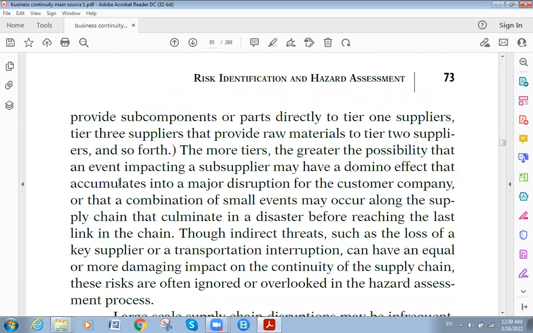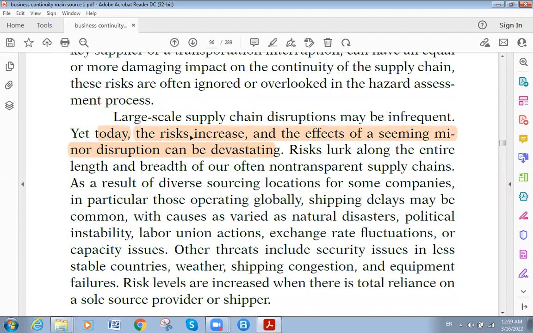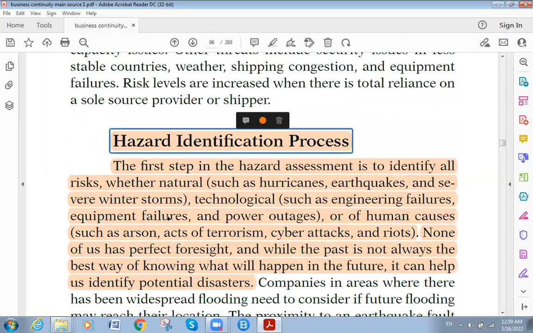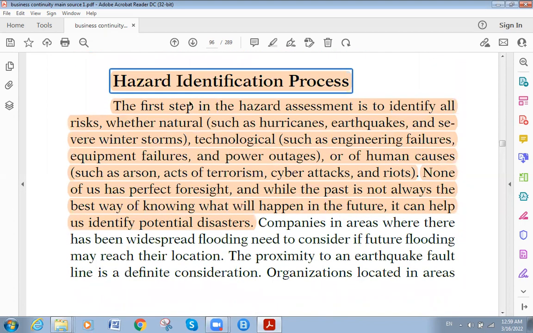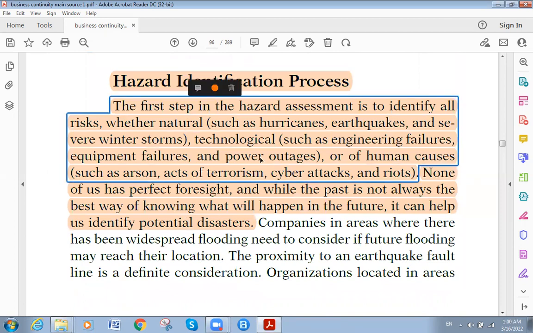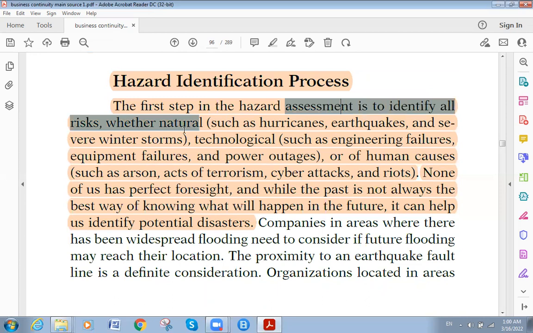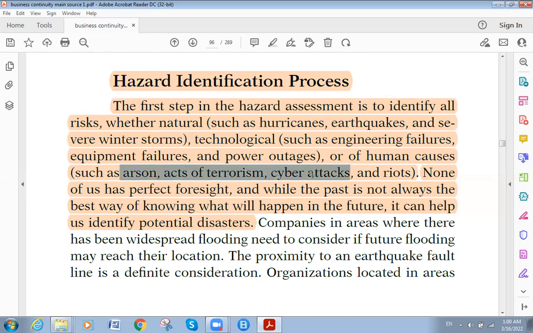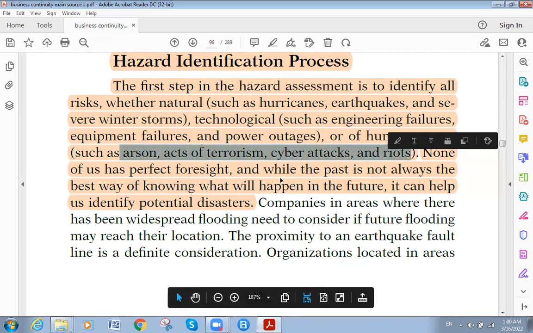We have also internal and external risk. Today, the risk increases, and the world is moving towards more and more risk. What about the hazard identification process? The first step in the hazard assessment, like you see here, is to identify all the risks, whether natural, such as hurricanes, earthquakes, and winter storms, or technological, such as engineering failure, equipment failure, and power outage, or human causes, such as terrorism, cyber attacks, and riots.